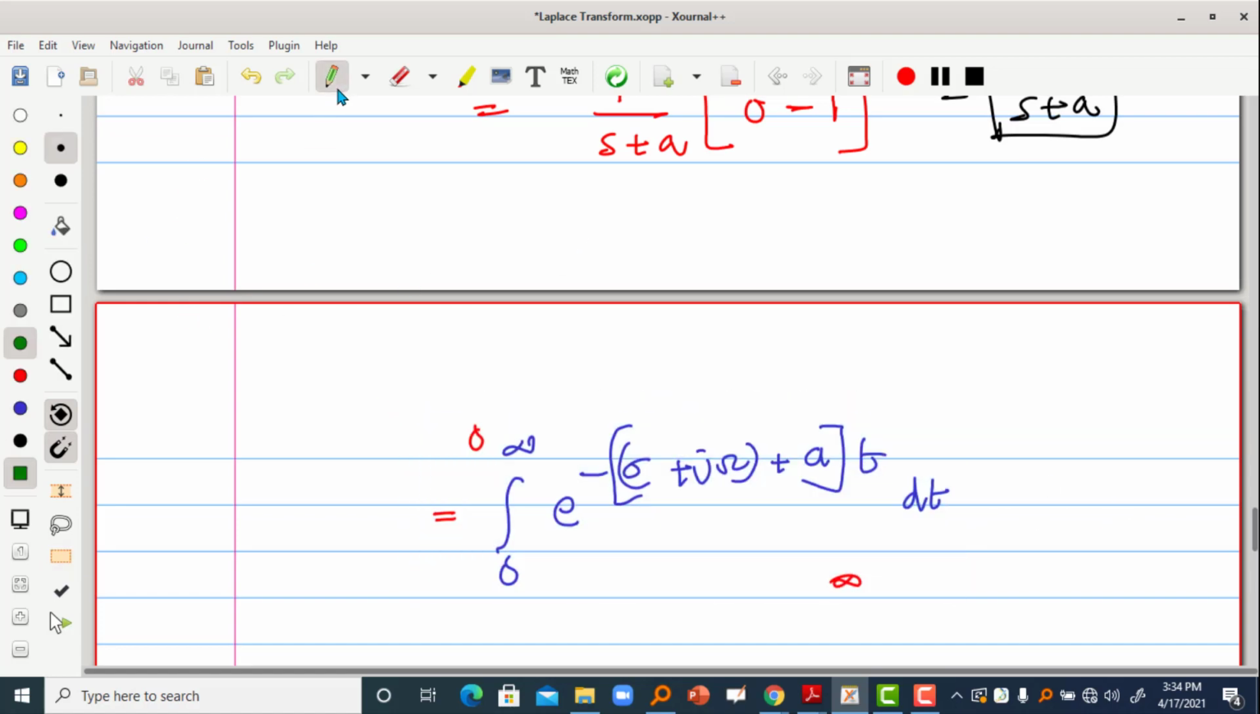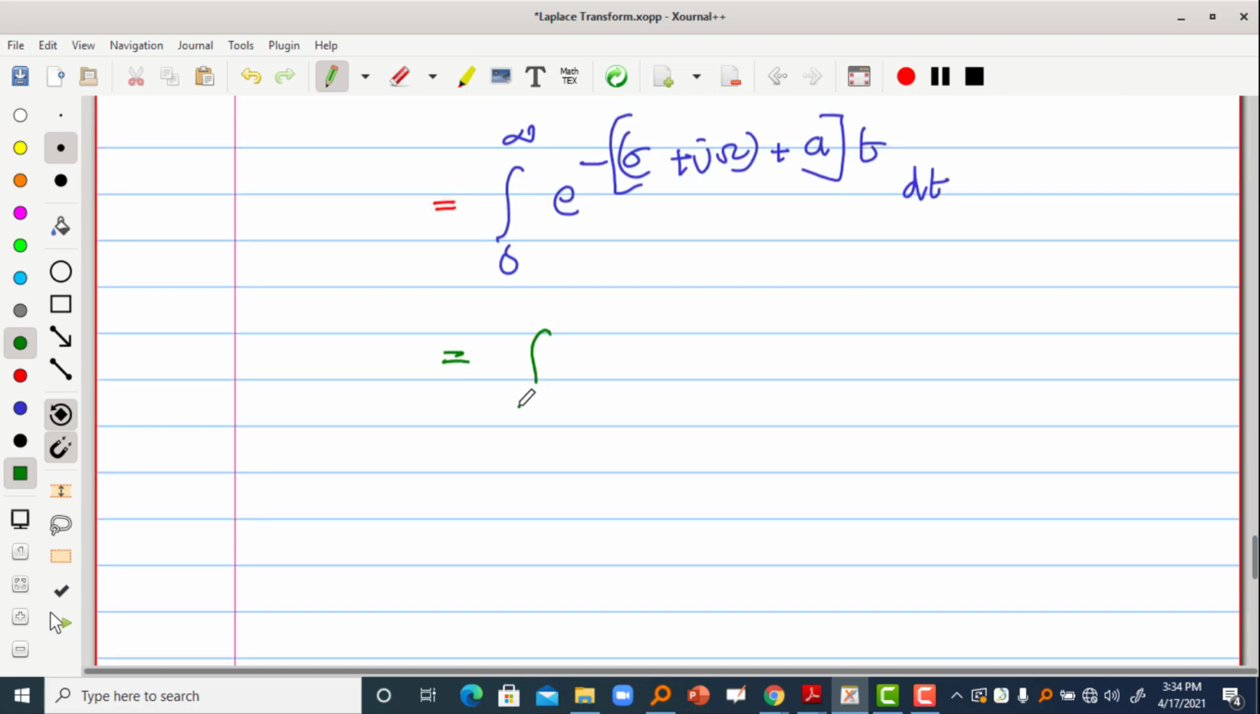So I will clean this up a little bit. I will remove the unwanted things. Okay, so I can express this particular equation in another form, that is, integral 0 to infinity e power minus (sigma plus a) t into e power minus j omega t dt. I am taking the real terms together. This does not change the value of the integral. I am just rearranging the real terms and imaginary terms together.